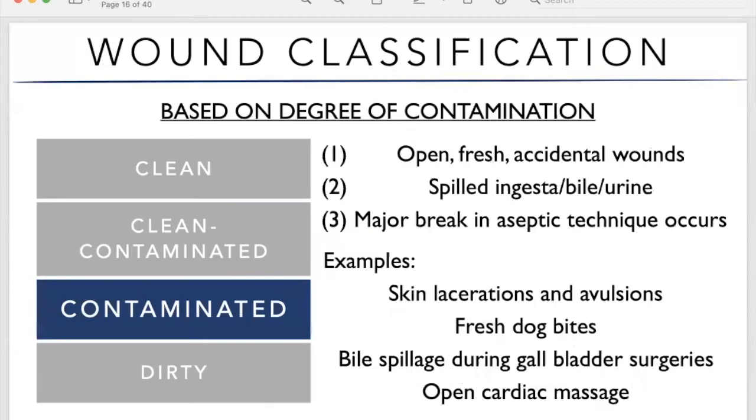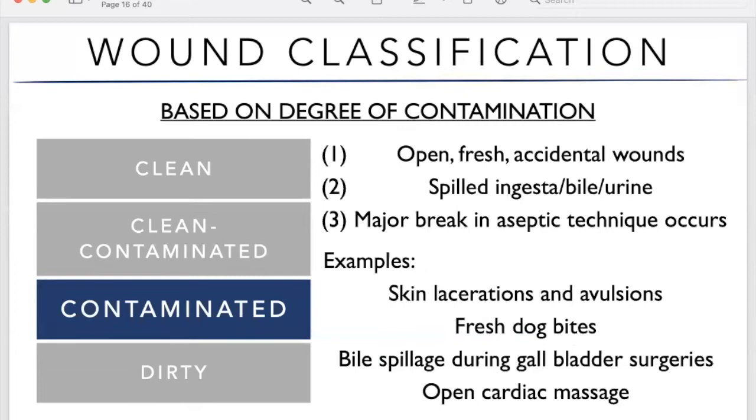And contaminated would be, number one, they can be open, fresh, accidental wounds, yung mga lacerations, traumatic injuries. Number two, spilled ingesta, bile, or urine. Or wherein you wanted to start your surgery as a clean contaminated surgery, but there was a lapse in the principle of surgical asepsis or the rules of it, right? So merong na spill, right? The wound that you made is now considered contaminated, or if there's any major break in aseptic technique, right?